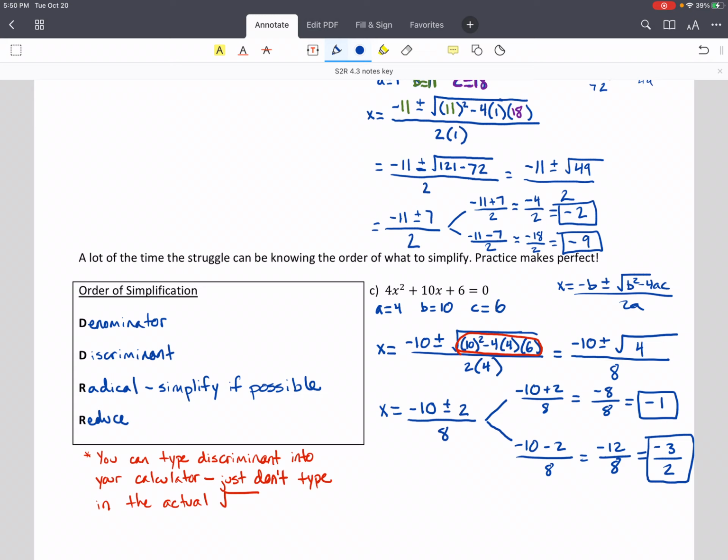Quadratic formula. You having fun yet? Because we're about to get into some much more fun examples.